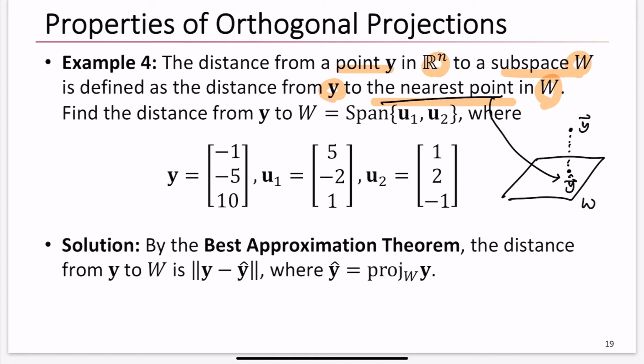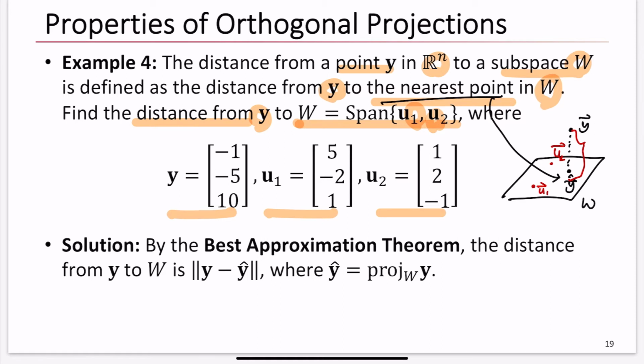Then find the distance from y to w, which is spanned by u1 and u2, where y looks like this, u1 looks like this, u2 looks like this. So the question is, what is the length of this vector, when u1 and u2, arbitrary vectors, are a basis for the subspace w. Let's solve this one.